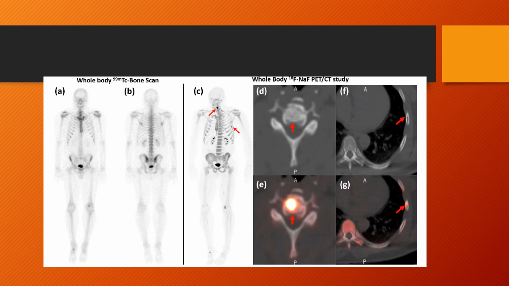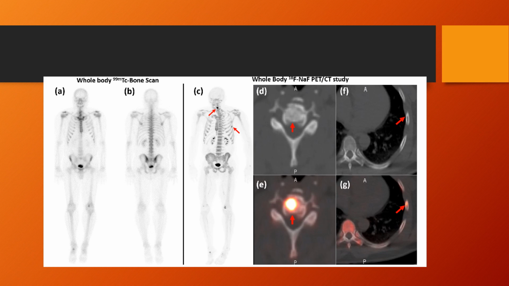C is the maximum intensity projection image for the sodium fluoride PET scan. And there are a couple of red arrows there that I want you to pay attention to. One is showing sodium fluoride avid lesions that are located in the cervical spine. And then the other one is pointing to the lateral left rib. The axial CT images and fused images are seen in D through G. And this corresponds to the osteosclerotic lesions at C5, strongly indicating that this is a metastatic lesion.